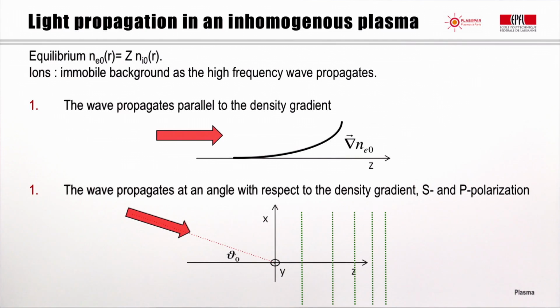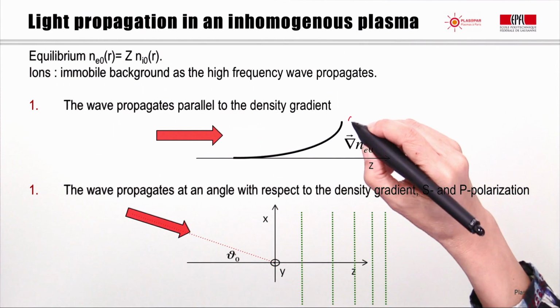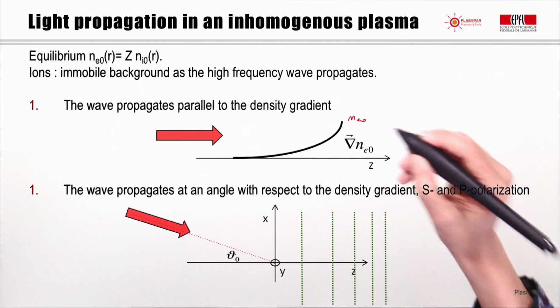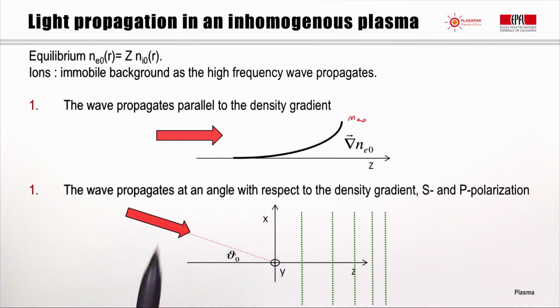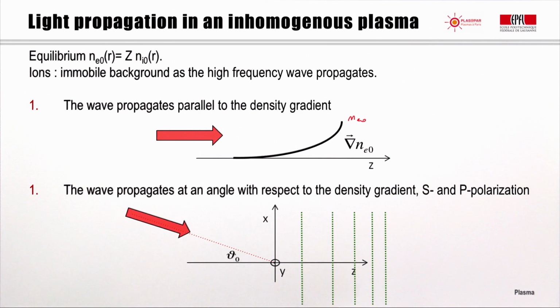We will consider separately two situations. The first one is the case of propagation along the density gradient. So in this case, I consider a density that is growing with z. So the gradient is in this direction and the laser propagates in the same direction. In the second situation, we will consider propagation at an angle with respect to the density gradient. Here we see a top view of the same situation as before, so the density is growing with z, but the laser is now impinging at an angle with respect to the direction of the density gradient.